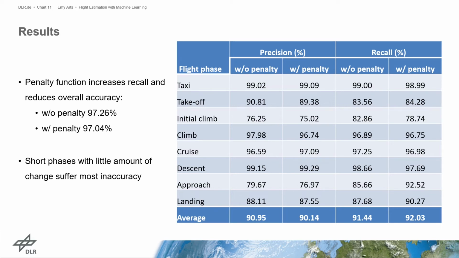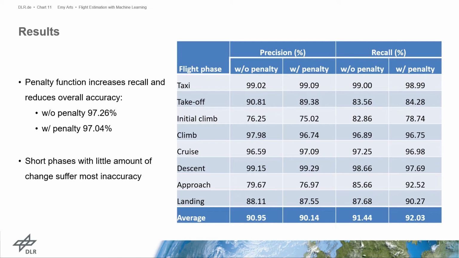Now, when we look at the influence of the loss penalty function, we can see that it increases the recall at the expense of the overall accuracy and the precision. This means that the false negatives are decreased when using the loss penalty function. However, the false positives are increased. Now, in both cases, we obtain an overall accuracy of over 97%. This means that more than 97% of the seconds of flight were identified correctly with their flight phase label.